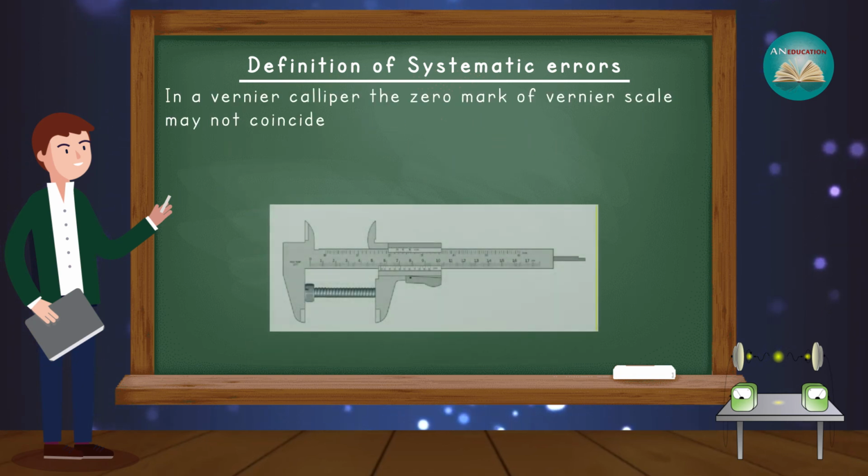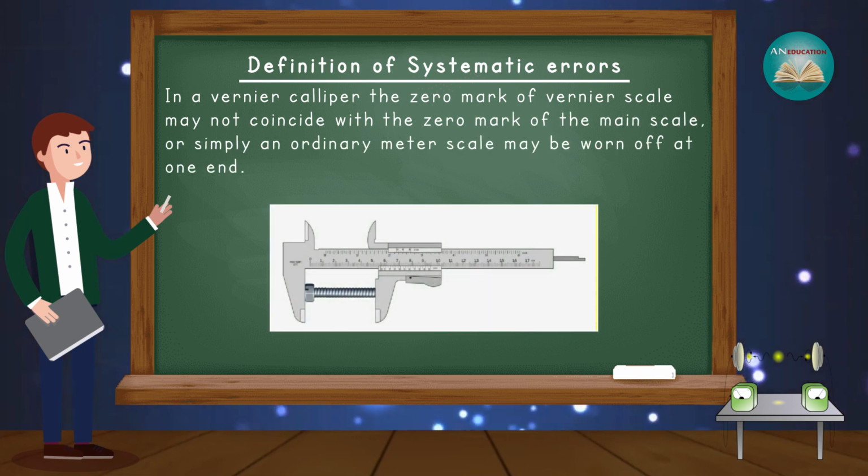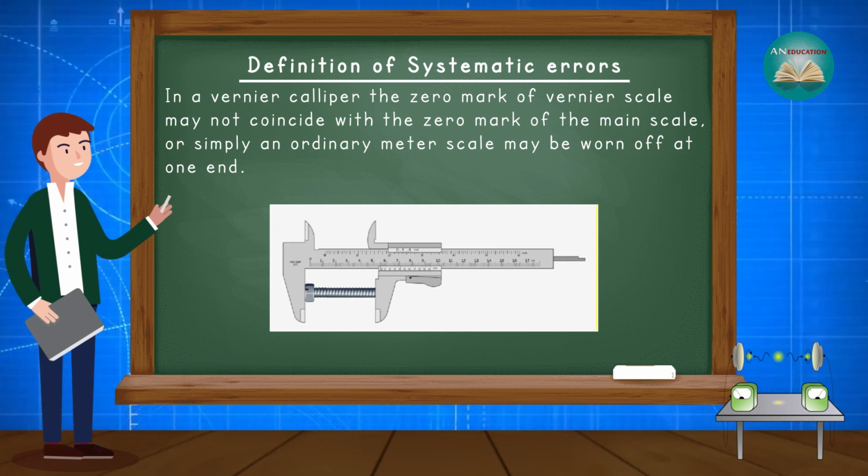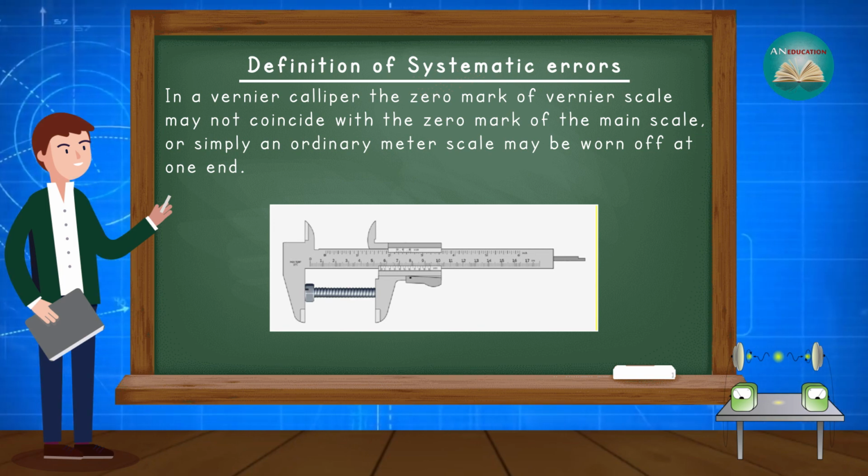In a vernier caliper, the zero mark of the vernier scale may not coincide with the zero mark of the main scale, or simply an ordinary meter scale may be worn off at one end.